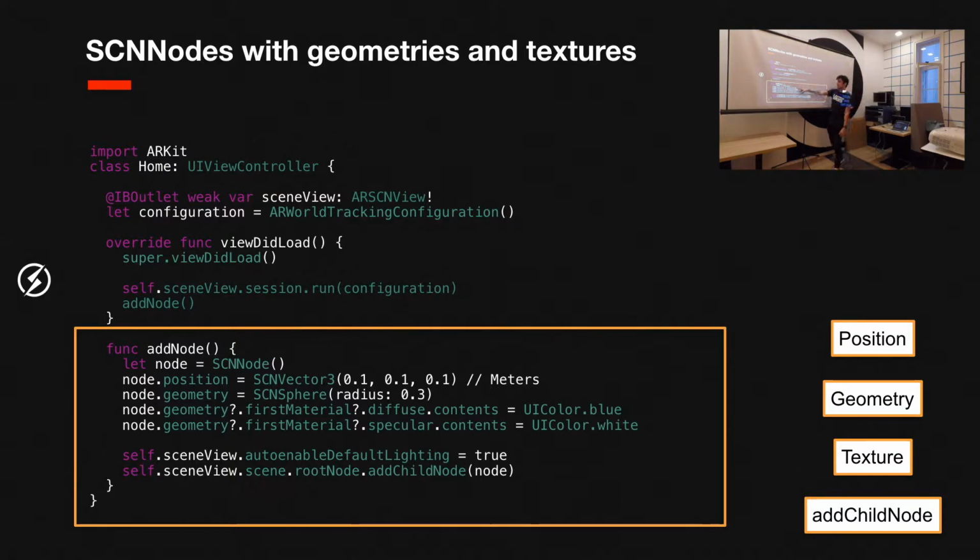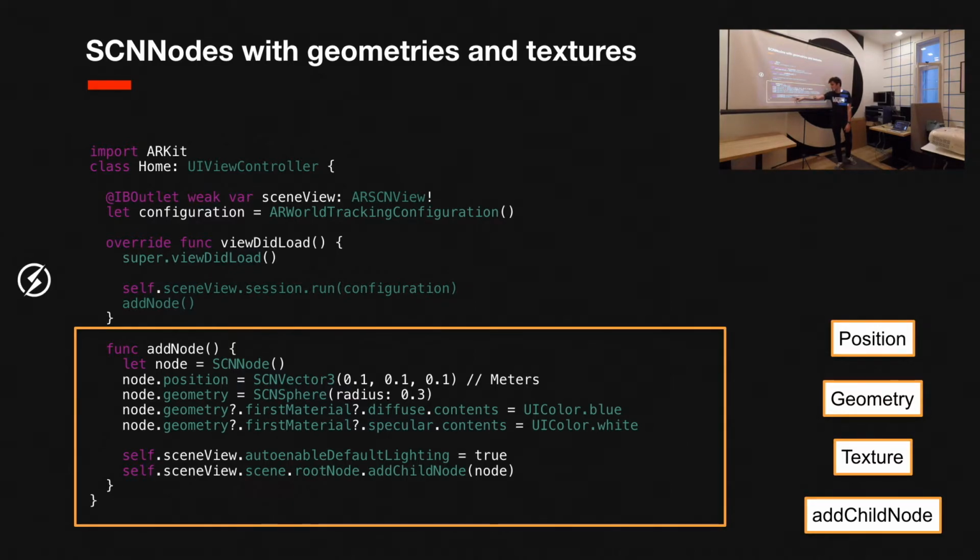So in this case, I set the position with a 3-dimensional vector. I set the geometry that I wanted. You can put SCNSphere, SCNCone, SCNPyramid, or any other of those elements that I told you before. And then I'm going to set the texture. In this case, I'm setting a color as a texture. You have to access first material, diffuse. There's a difference between diffuse and specular, which I'm going to show you on the other slide. But here, I'm not setting any image as texture. I'm setting a color. And specular, I'm going to show you on the other slide.